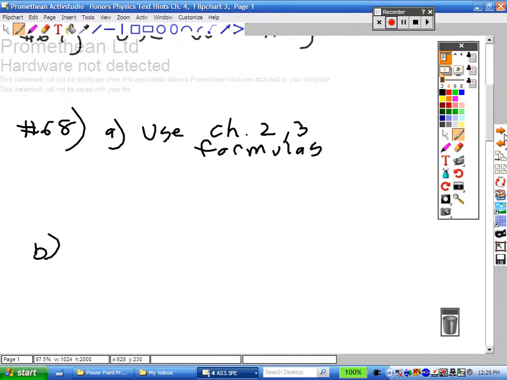Let's jump over to number 68. Here I suggest you use the chapter 2 and 3 formulas. Have that sheet handy all the time. It's really useful. Then you write the knowns and the unknowns. Of course, it starts from rest, so V1 equals 0.